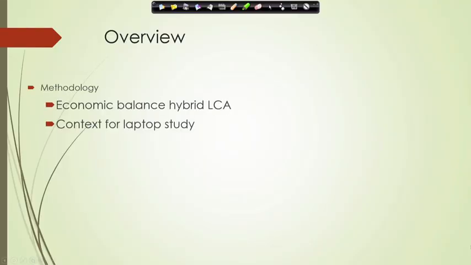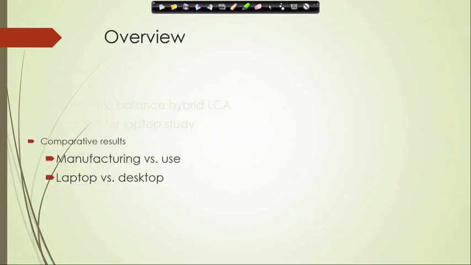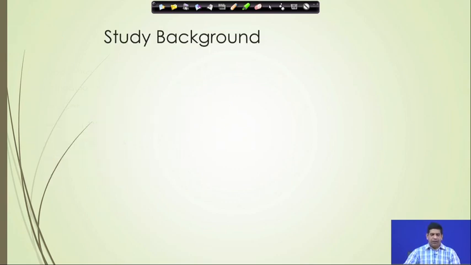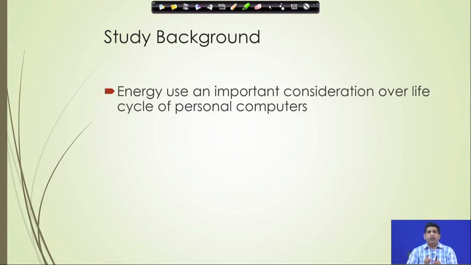So very quickly, we'll have an introduction, methodology, and what the economic balance hybrid model is. We'll put together a context for the laptop study. We'll talk about manufacturing versus use, laptop versus desktop, and those comparisons will be done. In terms of the study background, energy usage, as we were talking about from the very beginning, the use of energy over the life cycle of personal computers.